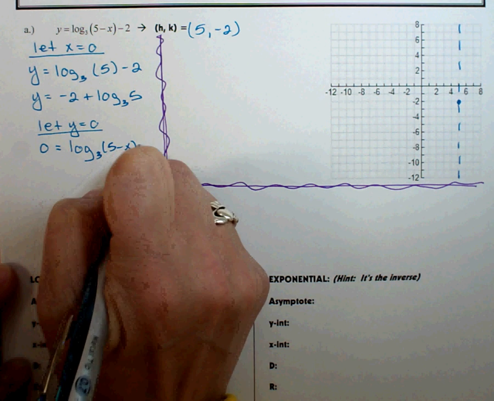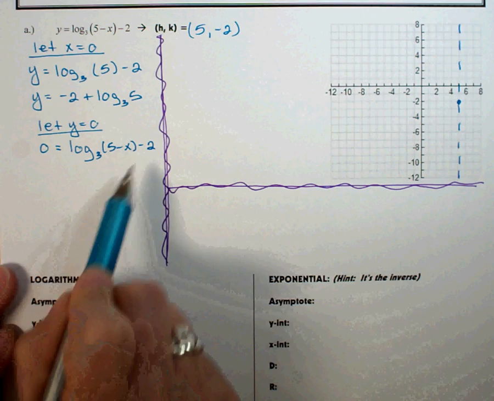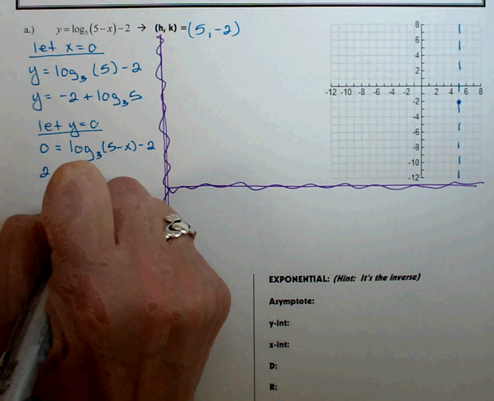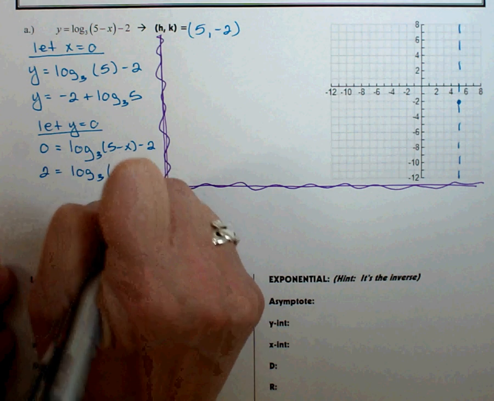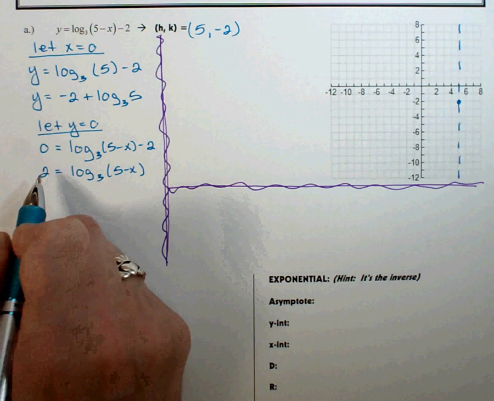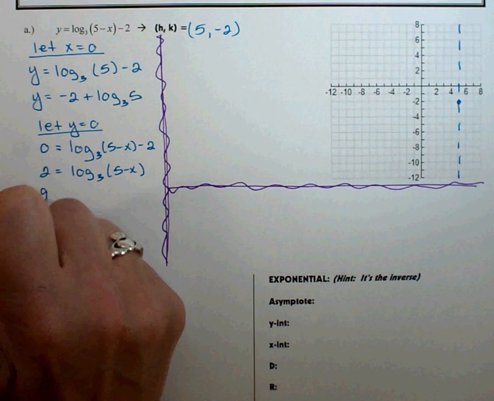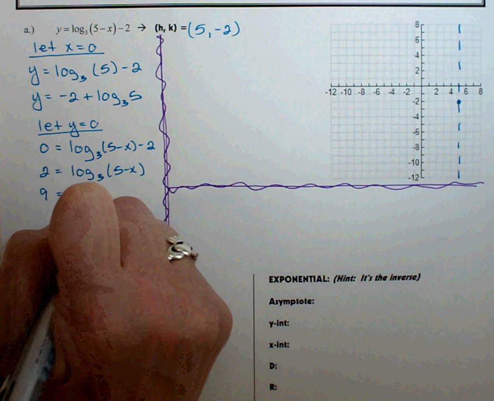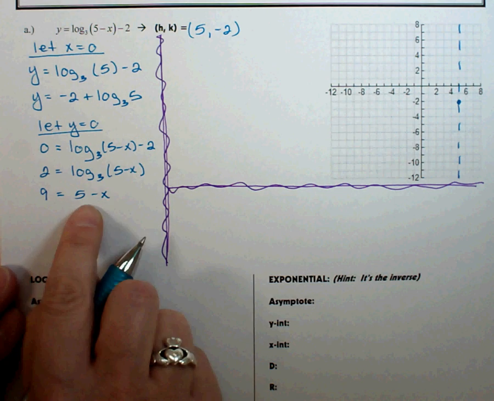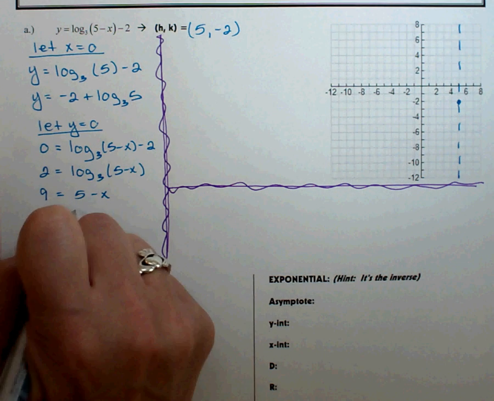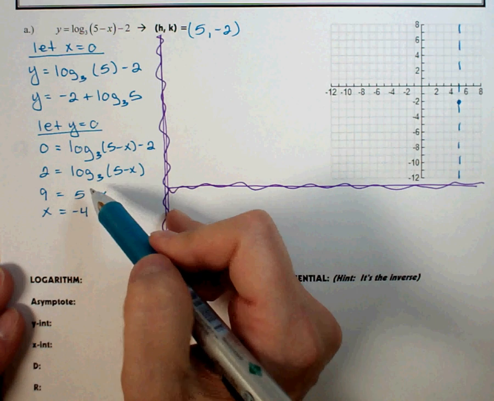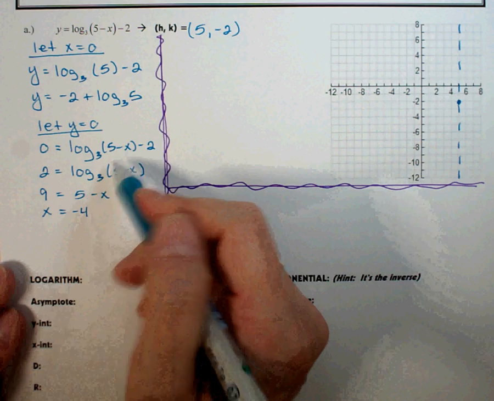0 equals log base 3 of 5 minus x, minus 2. Going to move my 2 to the other side. Switch to my exponential form, so I'll have 3 to the second power, which I can just do in my head as 9. Continue solving. I'm going to move my x to the left and my 9 to the right, so I get x equals -4. I'll write those as ordered pairs when I get to the bottom of the page and summarize everything.